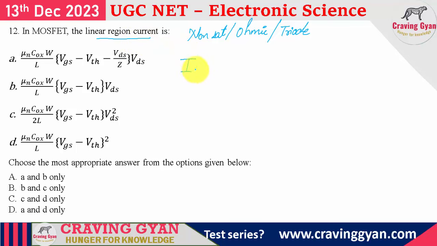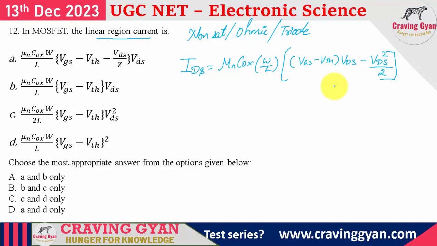In the case of linear region, what is the current expression you are going to get? The IDS value equals mu n times Cox into W by L into VGS minus VTH into VDS minus VDS square divided by 2. None of the options are matching, but you have to choose the best out of it. Now look at the things carefully. Suppose VDS is a smaller quantity, comparatively less when compared to VGS minus VTH, then this VDS square by 2 term you're going to neglect. So the remaining value will be mu n times Cox into W by L into VGS minus VTH into VDS, you're going to get. Correct?